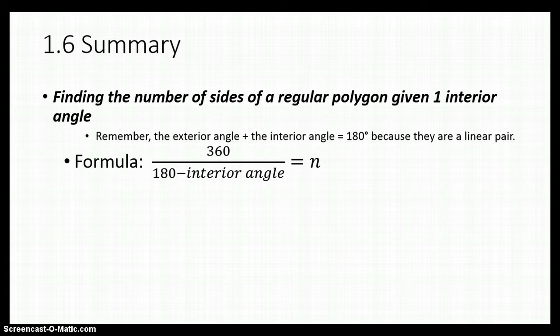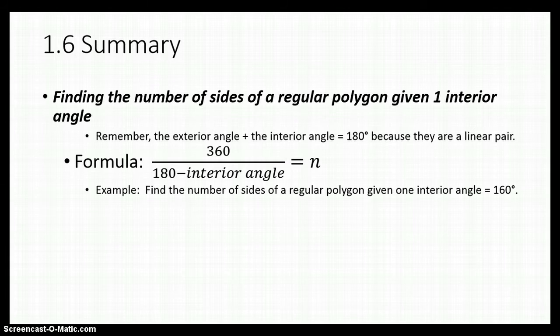So let's just sort of break this down with an example. Find the number of sides of a regular polygon given one interior angle of 160 degrees. So if my interior is 160, I know my exterior is 20. If I take 360 divided by 20, I get 18. That tells me there are 18 exterior angles, which means there are 18 sides to this polygon.